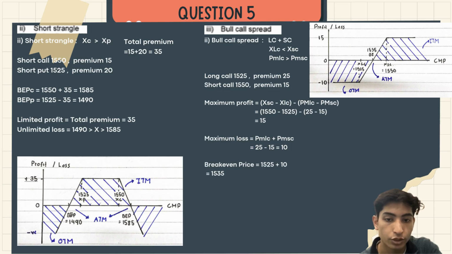The maximum loss is limited to the net premium paid, which is 10 points. This happens when the OKLI's price is below or equal to 1525. The maximum profit is 15 points. This happens when the OKLI's price rises to 1550 or above. So the strategy is suitable when the investor expects the market price to increase moderately but not strongly. The diagram shows the maximum loss of 10 below 1525, then the profit increases after 1525, reaches break even at 1535, and becomes the maximum profit of 15 at 1550 and above.